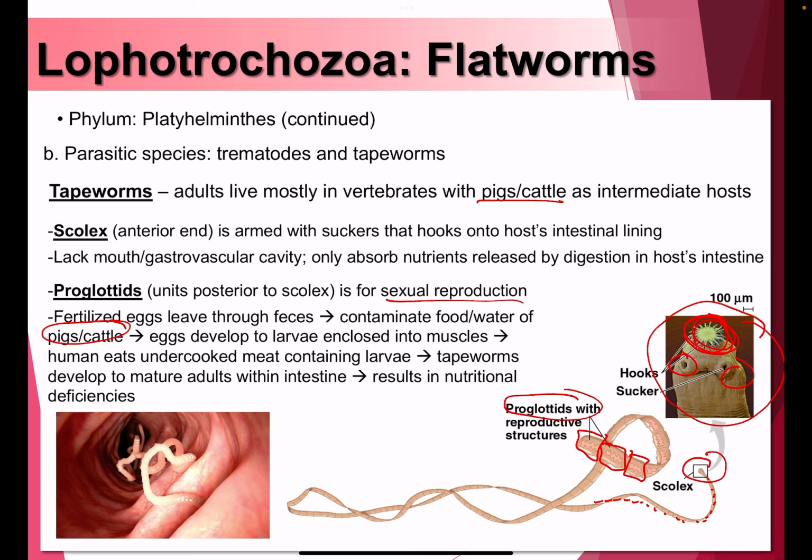So if you eat any undercooked meat containing the larvae, which is why you have to make sure your pork or any type of meat is well cooked, you can ingest some of these tapeworm larvae. These tapeworm larvae will then develop into mature adults within your intestine, and that will result, of course, in nutritional deficiency.